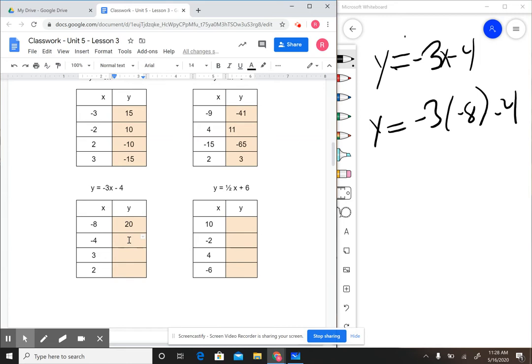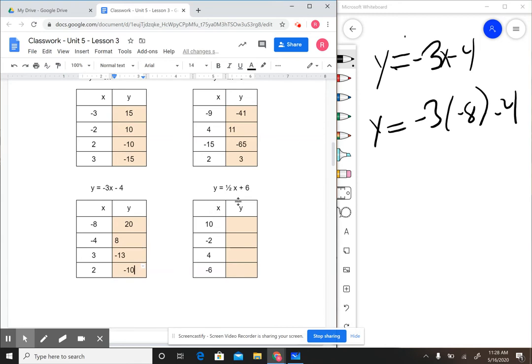-3 times 4 is -12. -12 minus 4 would be -16. 3 times -3 is -9. -9 minus 4 is -13. Oh no, this one's not 8 because that'd be 12. Oh, that's right, no, you add them together. So 3 times 3, -9. That'll be -13. 2 times -3 would be -6. Minus 4 would be -10.